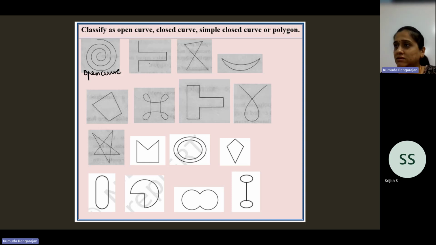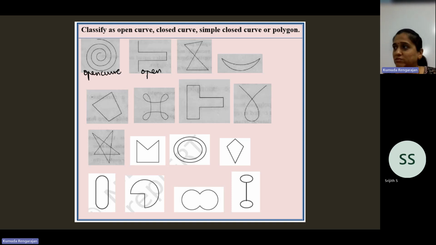Second one, Anirudh, open curve. You cannot say it's a polygon just because it's made up of line segments. What's a polygon? What are the things that a polygon should satisfy? It should be a simple closed curve made up of line segments. Simply because you see line segments, it cannot become a polygon. A polygon is a simple closed curve. It should be a curve. It should be a closed curve. It should be a simple closed curve and made up of line segments. Only then it's a polygon.